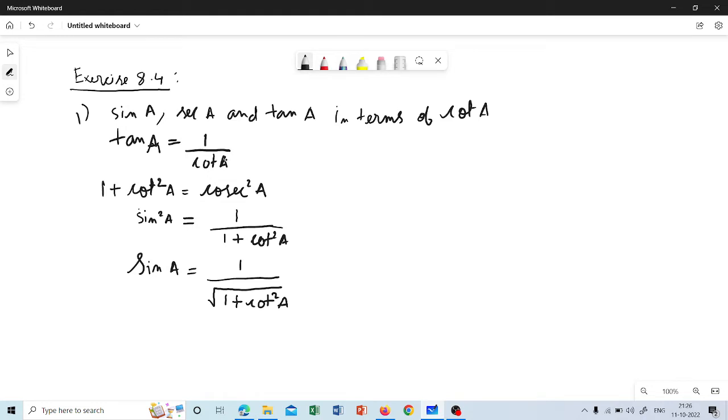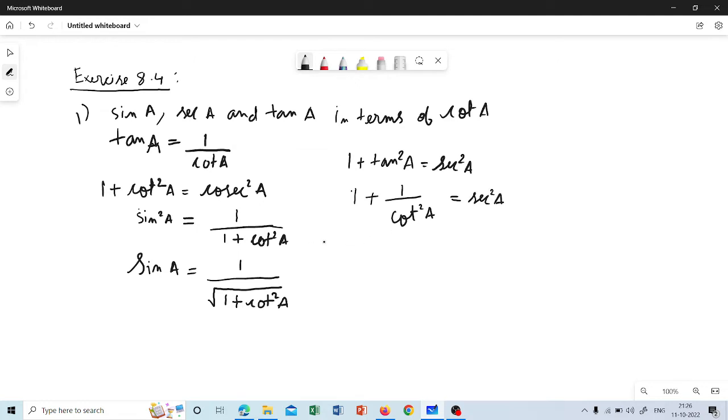And next one is secant. How will we express secant in terms of cot? I am going to begin with one more identity, that is 1 plus tan square A is equal to secant square A. These identities are very important: sine square A plus cos square A is equal to 1, 1 plus tan square A is equal to secant square A, and 1 plus cot square A is equal to cosecant square A. Now we know that tan is equal to 1 by cot A, so I will substitute it here: 1 plus 1 by cot square A is equal to secant square.